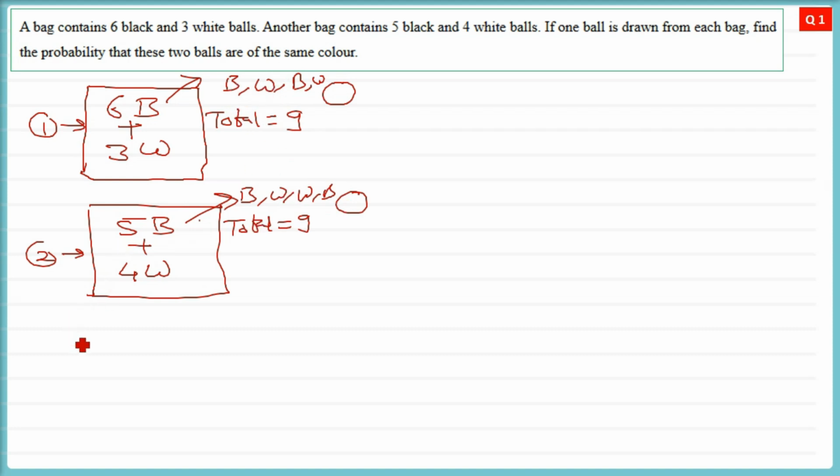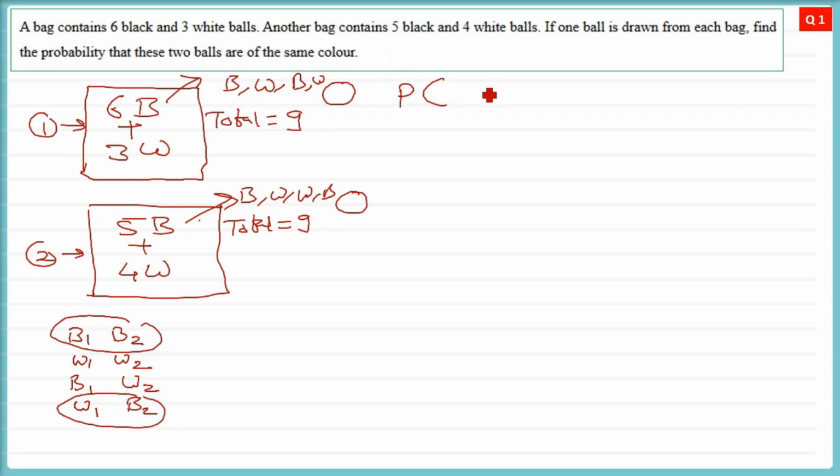So let's write it in a formal way. B1, B2: first black and second black. First white, second white. First black, second white. First white, second black. So these are only 4 combinations that can come. Now the 2 balls are of the same color. That is, same color means except B1, W2 and W1, B2. Others we require. Same color means black, black and white, white.